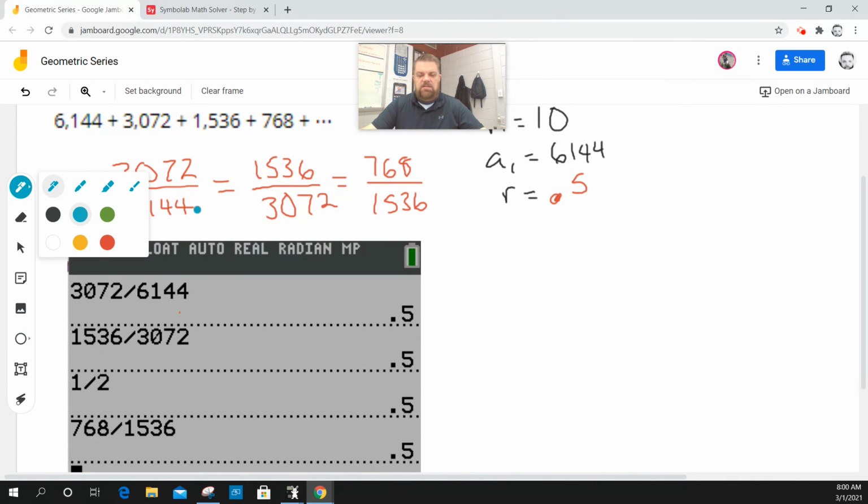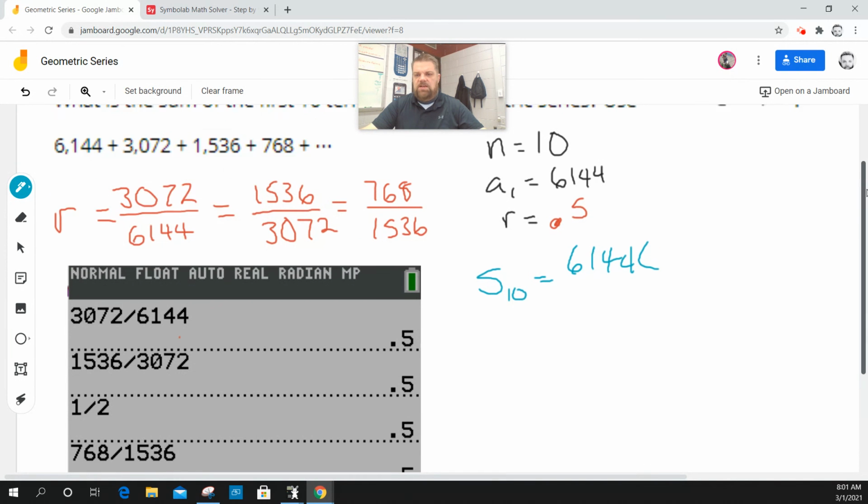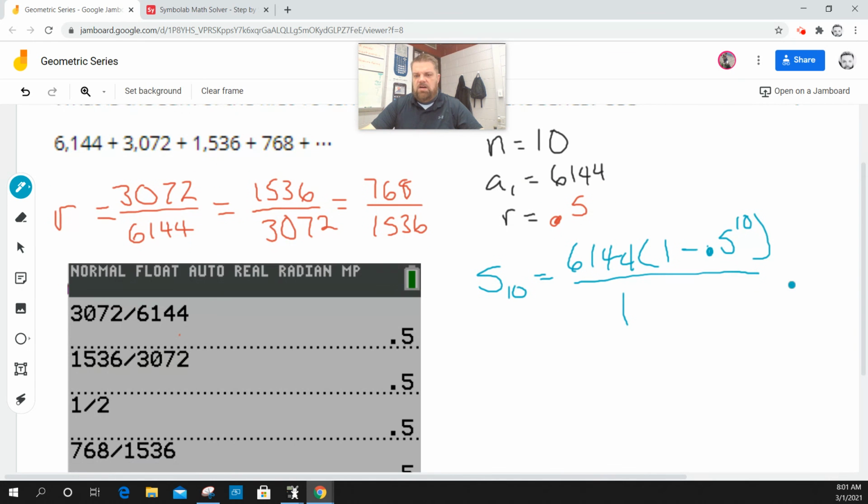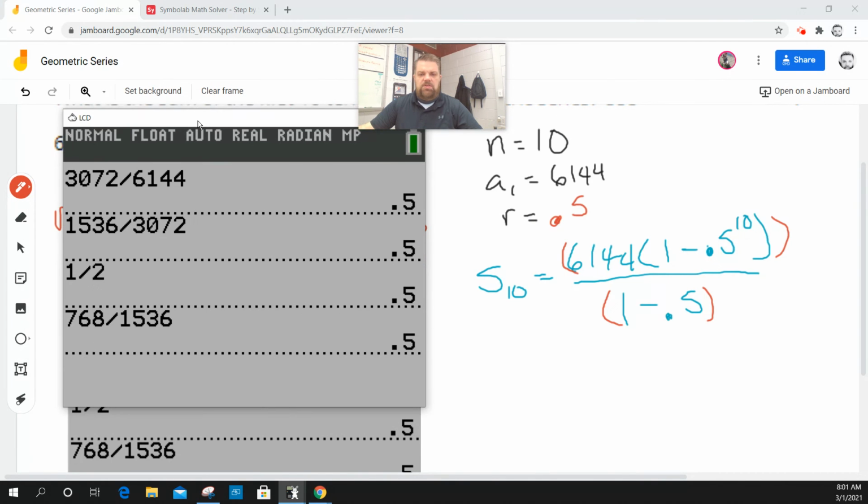So now to find this term, if I want to say S to the 10, then that's got to be equal to 6,144 times the quantity on the top, 1 minus r to the 10, right? So it'd be 0.5 raised to the 10, all over 1 minus r, 1 minus 0.5. Now, one thing that we have to do, because we're going to enter this in the calculator in a second, we have to put the numerator like this and the denominator like that to enter it in the calculator. But don't worry, I'm going to show you how we're going to enter it in the calculator.